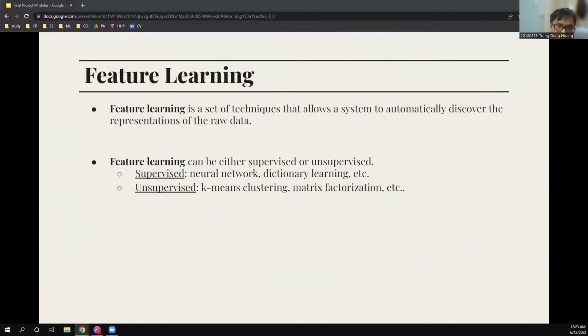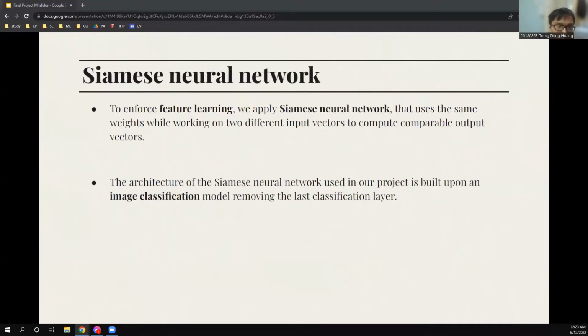Feature learning is a set of techniques that allow a system to automatically discover the representation of the raw data. It can be either supervised or unsupervised. Next, to enforce feature learning, we apply a Siamese neural network that uses the same weights while working on two different inputs to compute comparable outputs. The architecture of the neural network used in our project is built on an image classification model, removing the last classification layer.